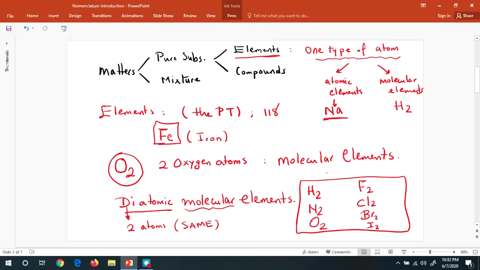Please memorize them: hydrogen, nitrogen, oxygen, fluorine, chlorine. They are gas molecules. Bromine is liquid and iodine is solid. So at room temperature, at 25 degrees Celsius, you may find these 7 molecules in these states of matter. Hydrogen always exists as H2, nitrogen as N2, and oxygen in our atmosphere you may find as O2. So this is the meaning of one type of atom when we talk about elements.